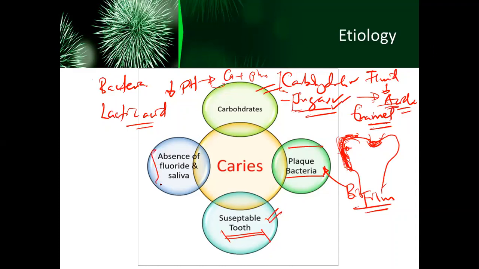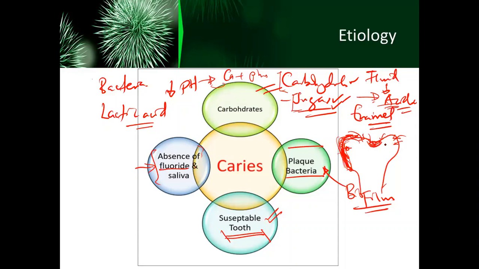Then absence of fluoride and saliva. So people who don't brush their teeth with toothpaste that has fluoride have some problem, because fluoride has two main functions. Fluoride acts against the bacterium, and also provides some elements that help to build up the enamel. So it helps to strengthen the enamel.